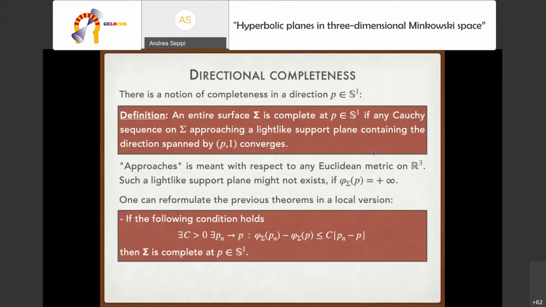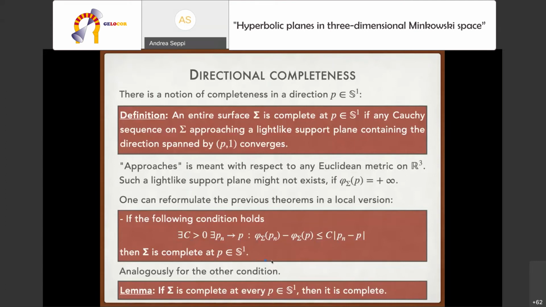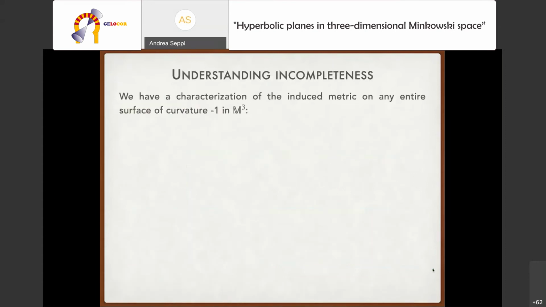So all the theorems that I showed you before have a local version. So basically we can fix the point P, and our condition, now it's not for every P, we fix P, and this condition for this fixed P, distance on a sequence on which the function is sublinear, implies completeness at P. And the analogous for the other condition. And the fundamental lemma in this story is that if a surface sigma is complete at every point P, then it is complete. That's not completely trivial. It has to be proved.